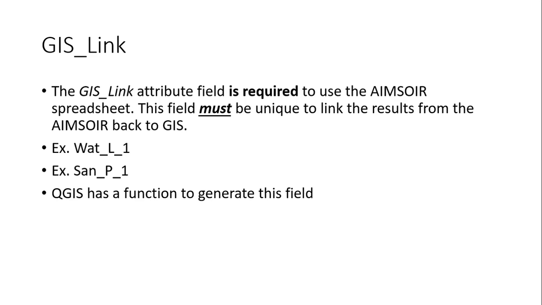We recommend to use a system which includes first the asset class. For example, for a water line feature, it would be water_L_1. So for the second one, it would be water_L_2. There is a function in QGIS to generate this automatically for your entire dataset. Another example for sanitary points would be san_p_1. Now, if you already have a system that you're using, as long as each field is unique, then it'll work perfectly.